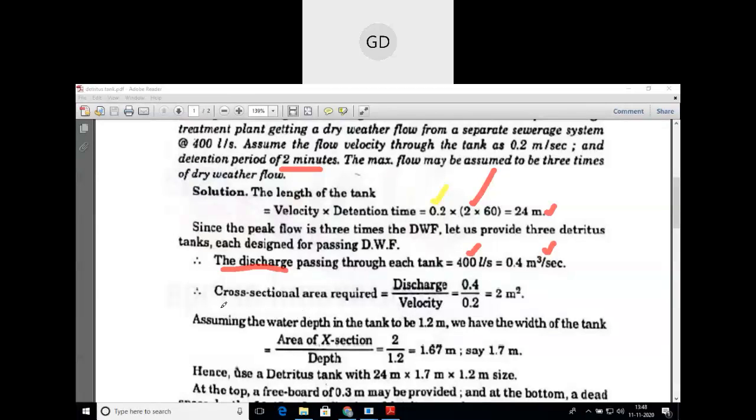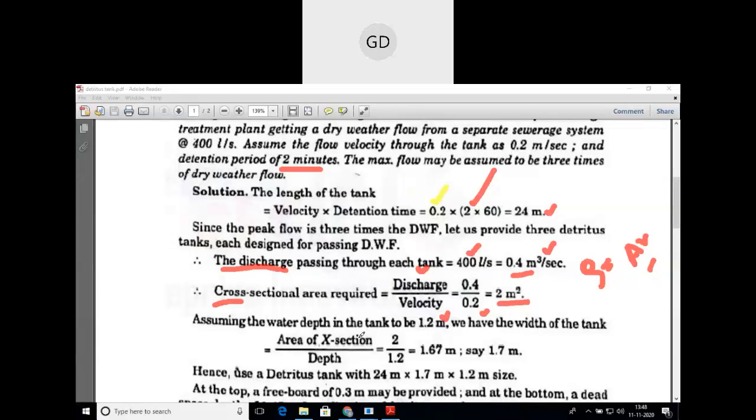Then you find out the cross sectional area. Everyone knows that Q is equal to AV. So from that formula, you find out the area, which is discharge divided by velocity. The discharge you just converted is 0.4, and the velocity is 0.2, so you will get 2 meter square.